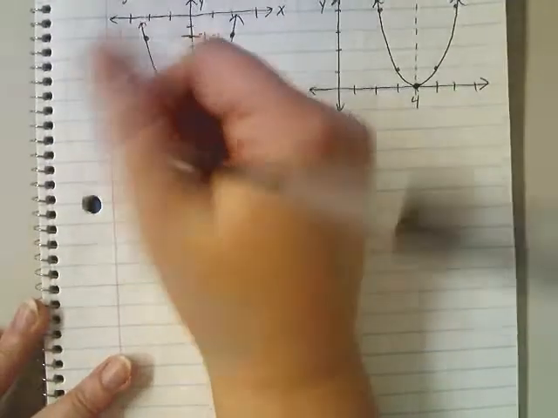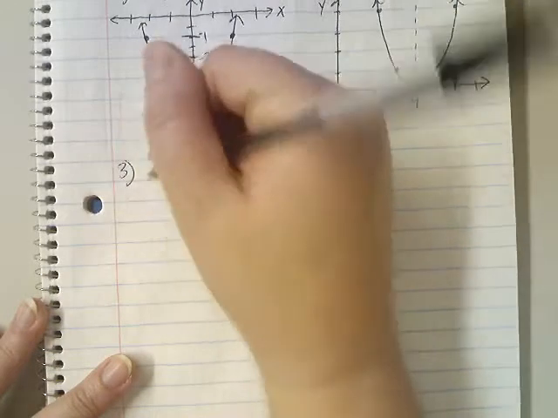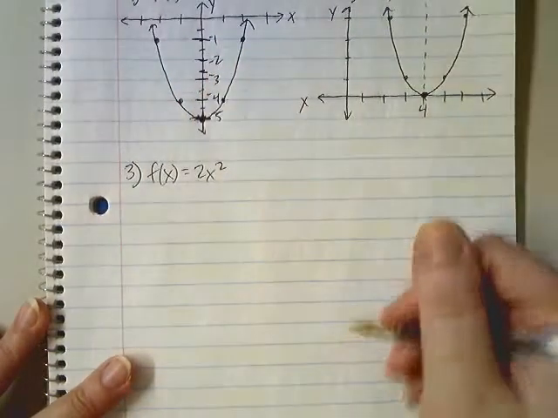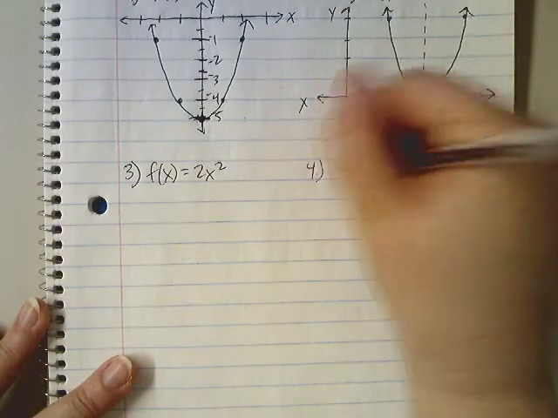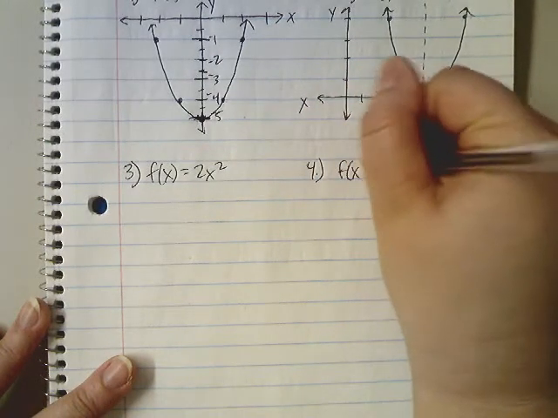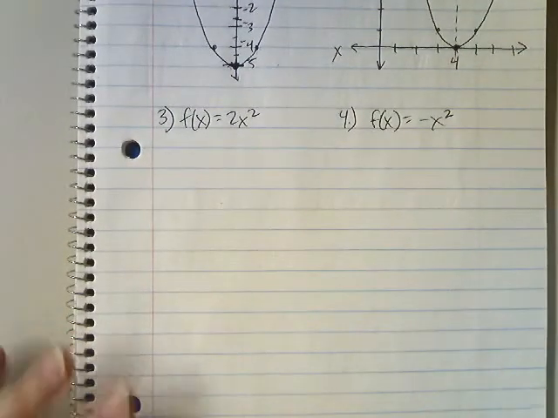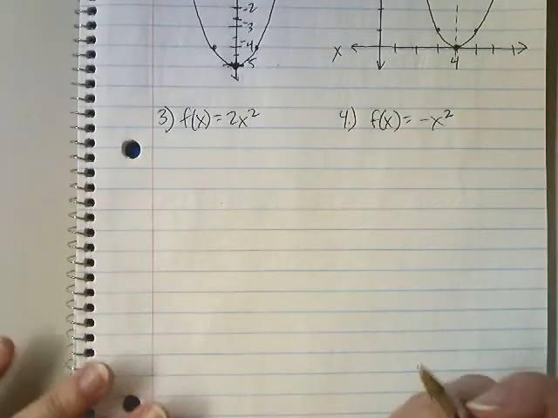The next ones I want us to try, I'm going to have you do another couple of quick checks. I want you to do f of x is equal to 2x squared, and f of x is equal to negative x squared. So go ahead, try those ones on your own now. I'm going to go over them, so pause it if you need to.